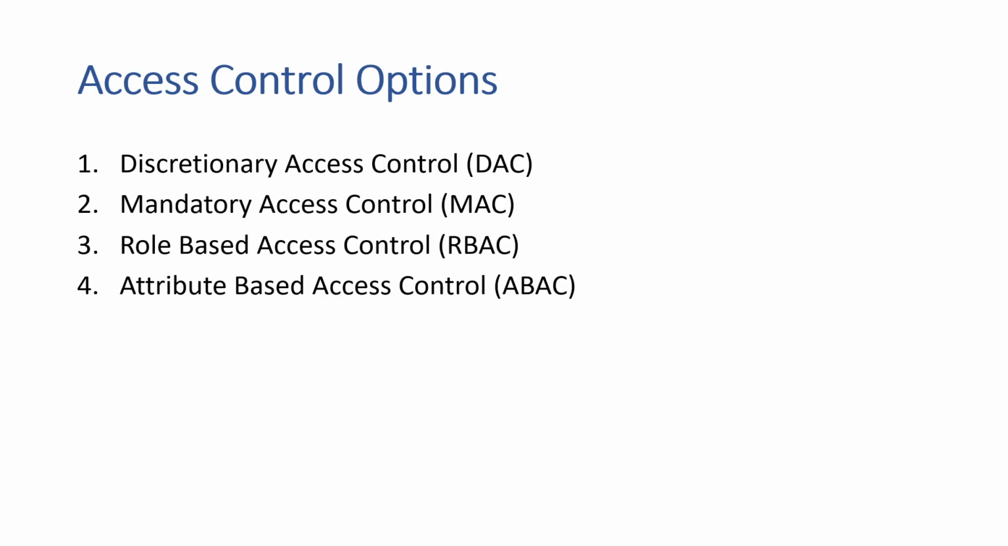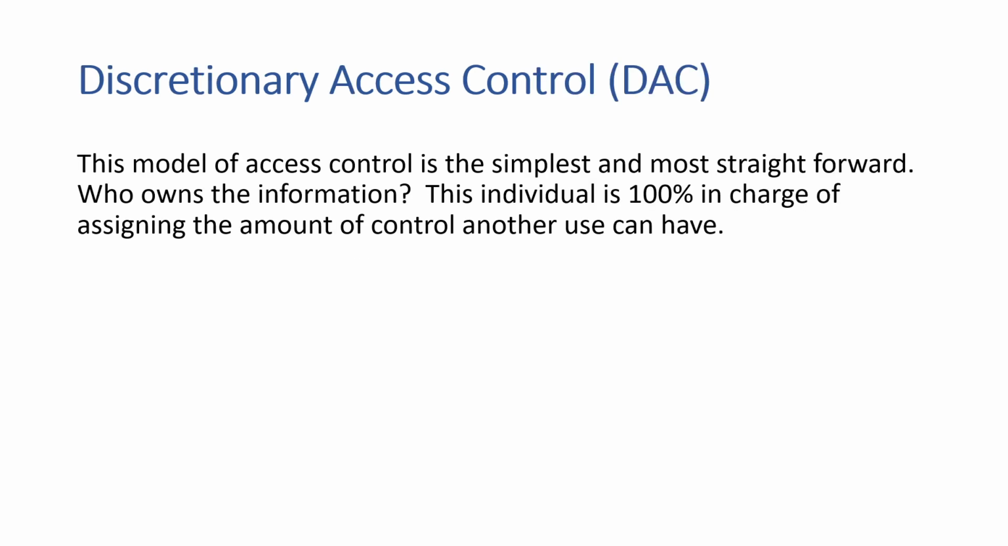So the four options: discretionary, mandatory, role-based, and attribute-based. Discretionary is about who owns the information. Whoever owns the information is 100% responsible for sharing the information to whom they would like. But when they do share the information, then the person they shared it with now has the ability to share it with someone else. This puts a lot of weight and responsibility in trusting the user.